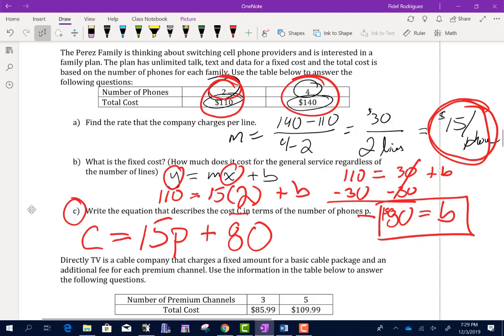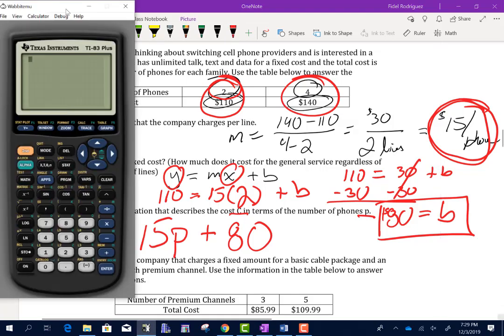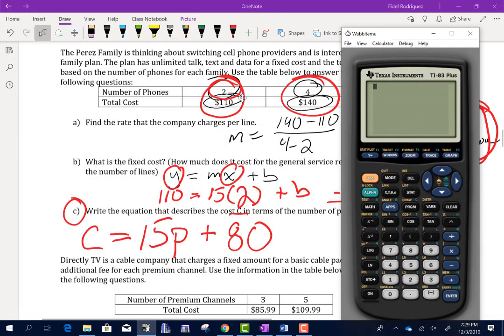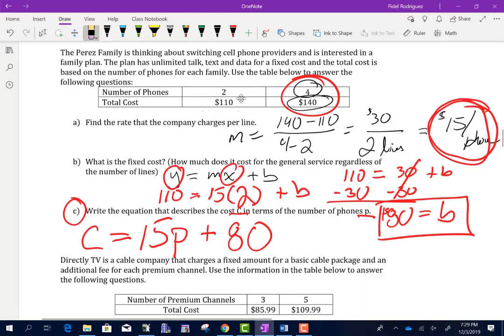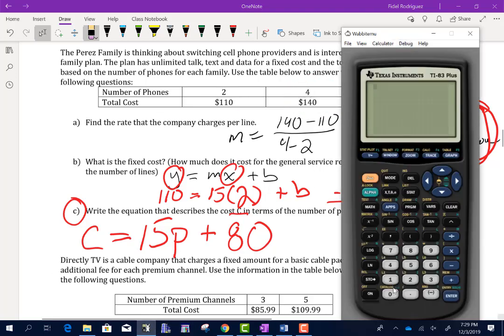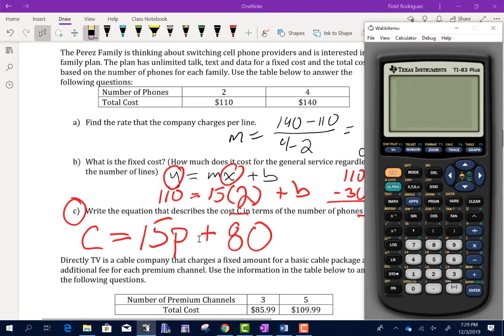Okay. So guys, we can always test it to make sure this is really going to work. Okay. So remember what we said earlier? Let me get my eraser so I can erase some of this mess right here. Okay. Let's test this to make sure this is really going to work. So based on this equation here, if I have 2 phones, my bill should be how much? 110. So look, what I'm going to do, I'm going to take 15 times 2 phones, and then I'm going to add 80 to it, because that's my fixed cost. That's what I'm going to pay regardless of how many phones I have. Okay. $110, right? So far it works.